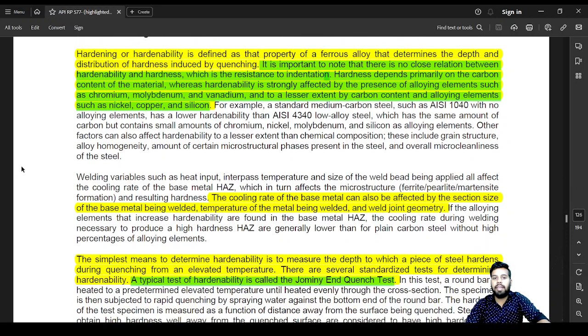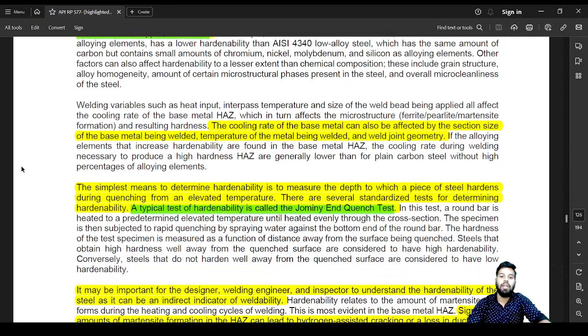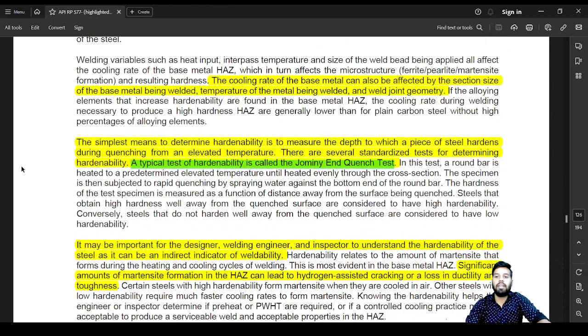Hardenability is defined as the property of the ferrous metal that determines the depth and the distribution of hardness induced by quenching. It is important to note that there is no relation between hardenability and hardness, which is resistance to indentation. Hardness primarily depends on the carbon content of the material, whereas hardenability is strongly affected by the presence of alloying elements such as chromium, molybdenum, vanadium, and to a lesser extent carbon content and alloying elements such as copper, nickel, and silicon. The cooling rate of the base metal can also be affected by the section size of the base metal being welded, the temperature of the metal being welded, and the weld geometry.